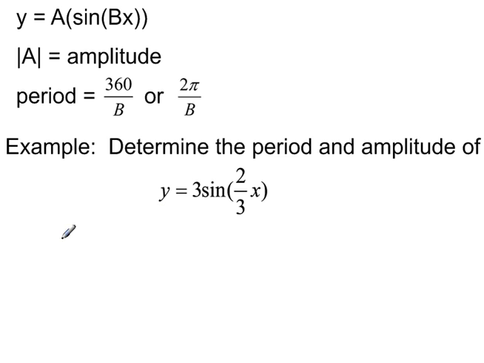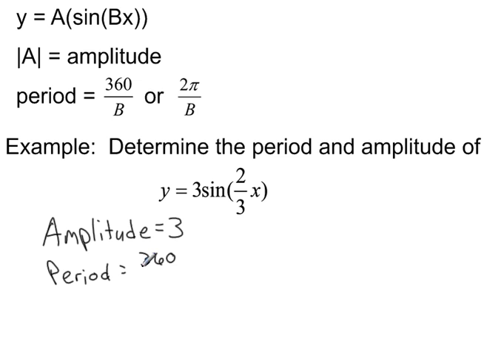Okay, so for the amplitude, that part is easy. It's just the number being multiplied by the sine. So the amplitude for this one is 3. Okay, now the period is a little bit harder. For the period, you take 360 and you divide it by 2/3.